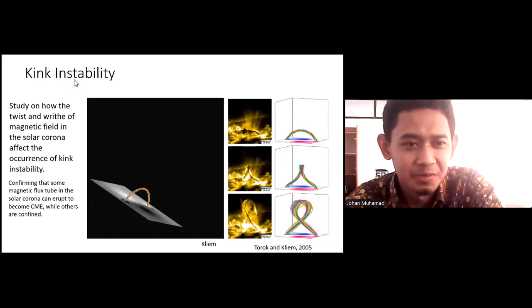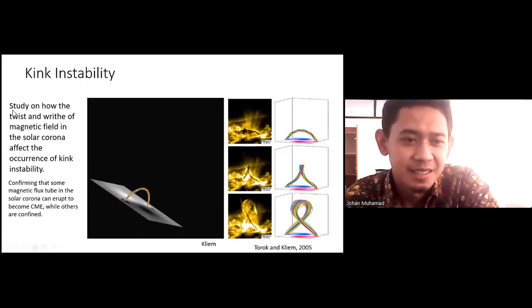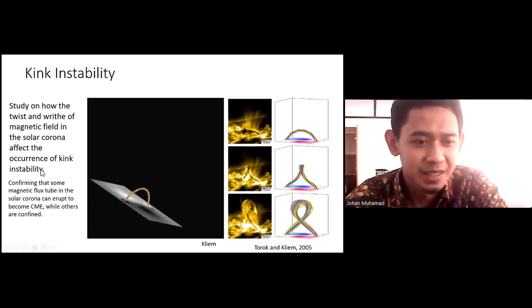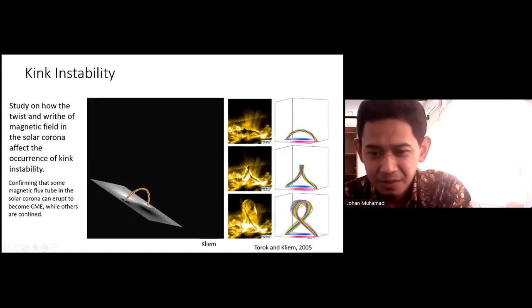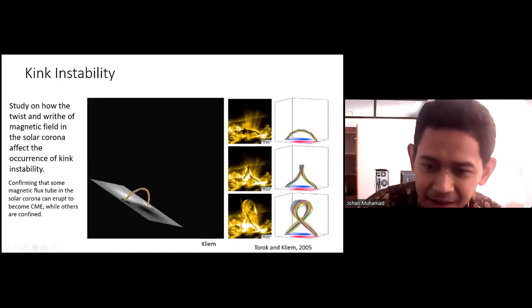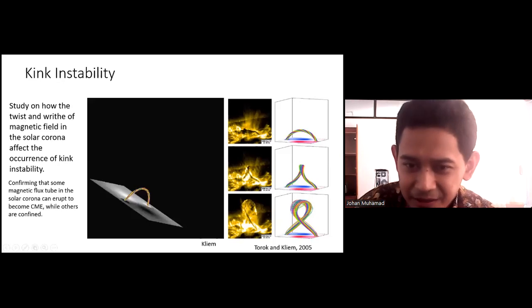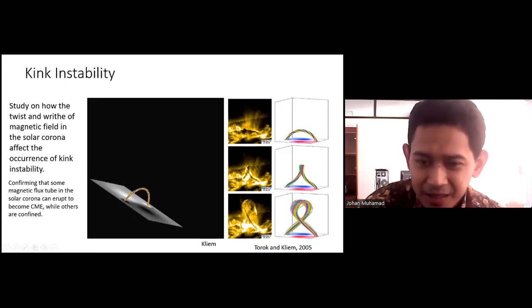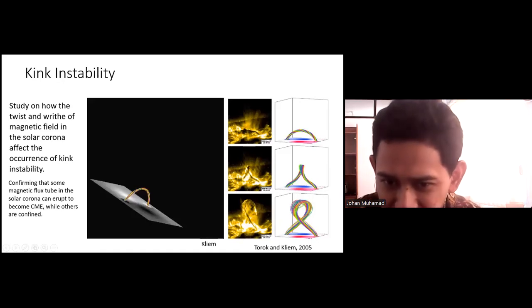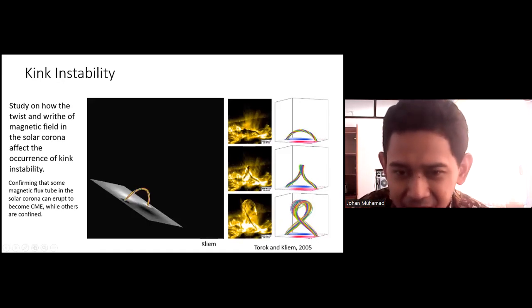I already mentioned this before. This is a study on how the twist and writhe of the magnetic field in the solar corona affect the occurrence of kink instability. This is the simulation from Török and Kliem in 2005. You can see the left part is the observations, I think maybe from TRACE or some spacecraft, and the magnetic field lines really just look like the simulation.